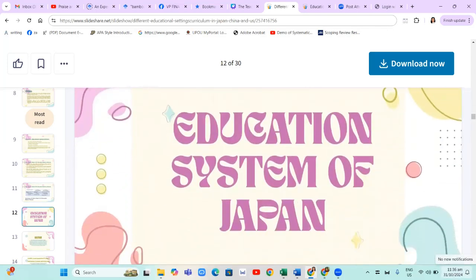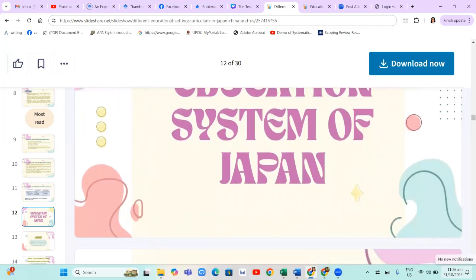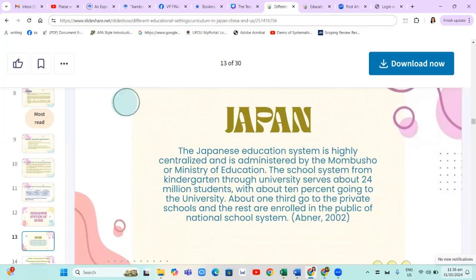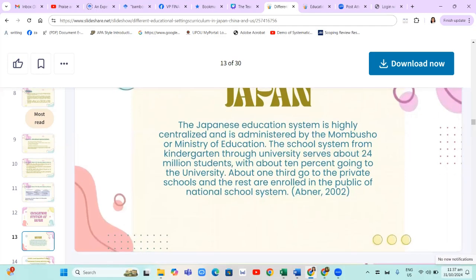Now let us have the education system of Japan. The Japanese education system is highly centralized and is administered by the Monbusho or Ministry of Education. The school system from kindergarten through university serves about 24 million students, with about 10% going to the university. About one-third go to the private schools and the rest are enrolled in the public national school system.